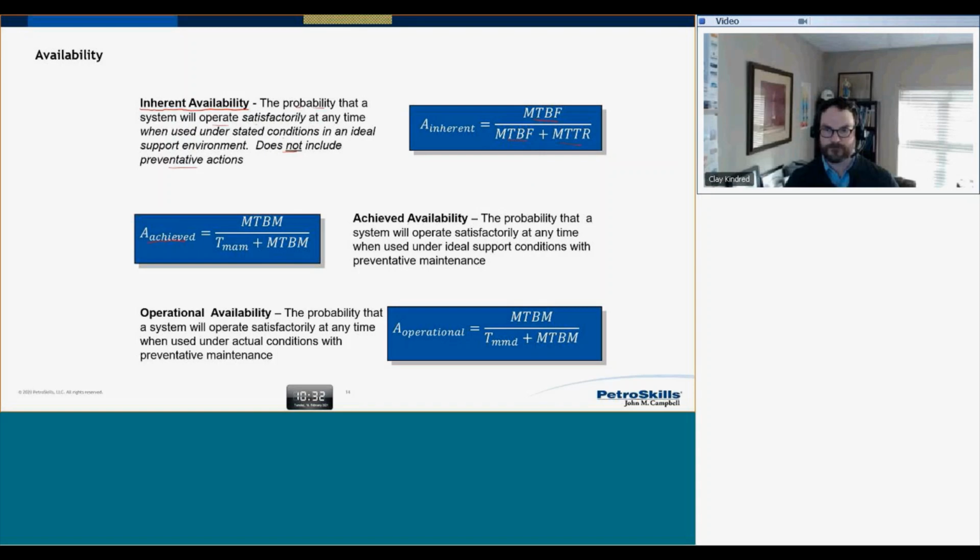Achieved availability is similar, but this does include preventive maintenance. But it assumes perfect conditions. So it assumes that you're not going to wait an extra 3 weeks because the manufacturer doesn't have that particular seal in stock. Operational availability, this is real world. And this is what the operations people, the production guys, would really like you to use.